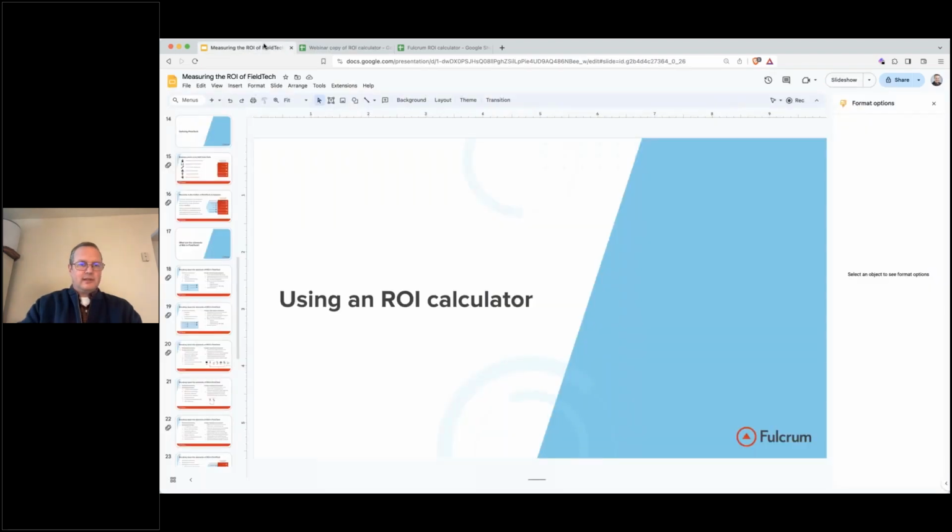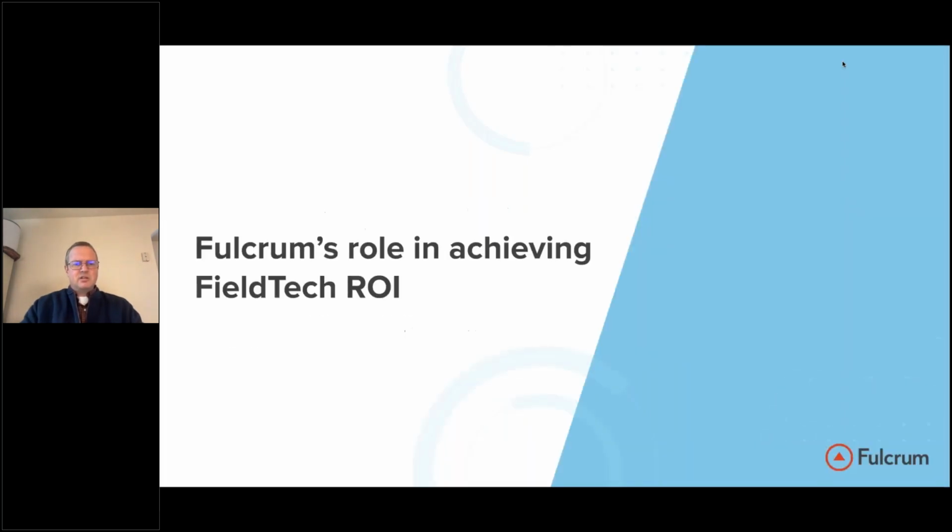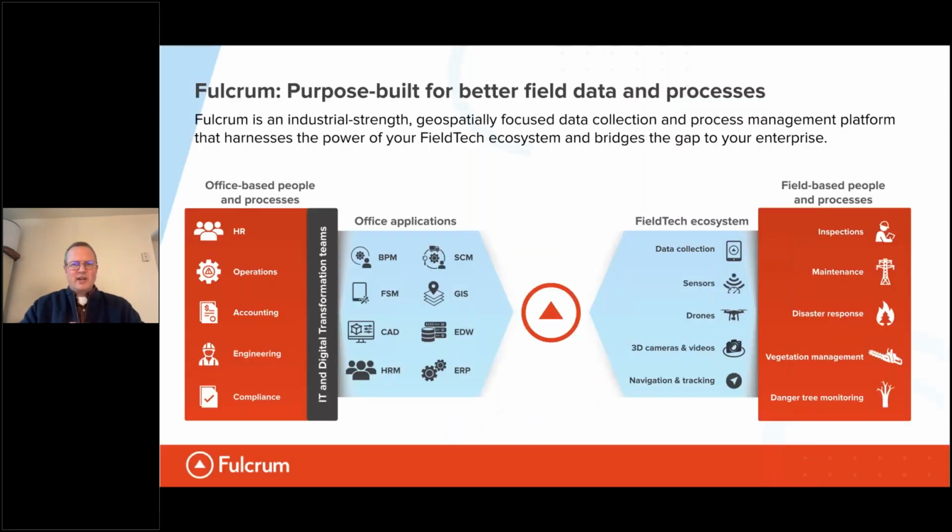And with that, what I think I would like to do is come back and just briefly, I know I'm really running up on time. Sorry about that. I'm going to start talking about Fulcrum's role in achieving some FieldTech ROI. I talked about the right-hand side of the screen before, but there's a whole other world of other applications, the IT and digital transformation teams and so on that Fulcrum talks to. Fulcrum really is purpose-built for better field data and processes.